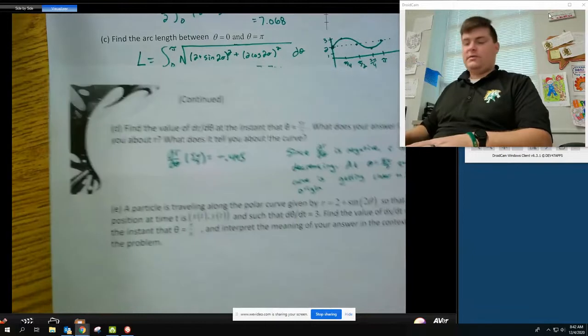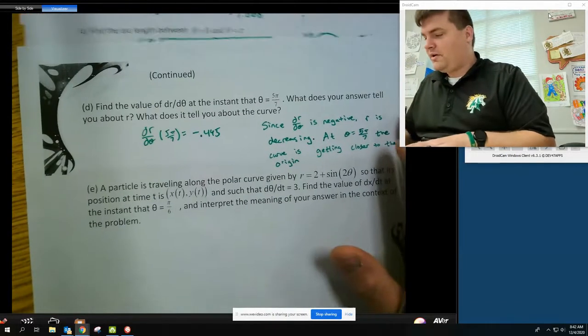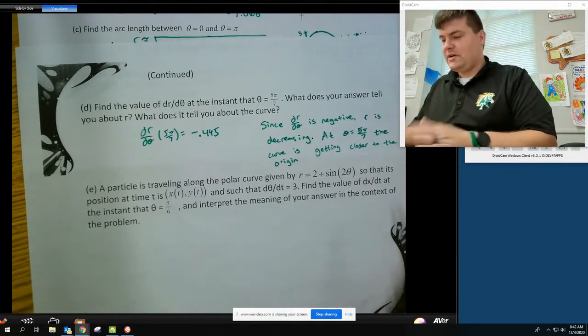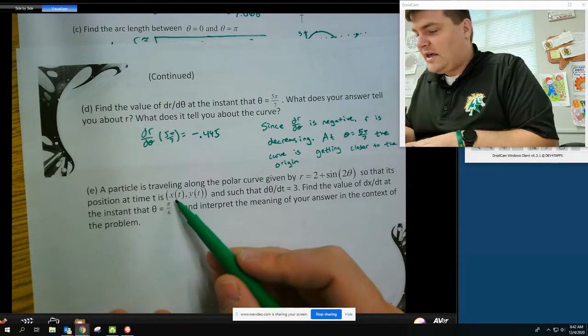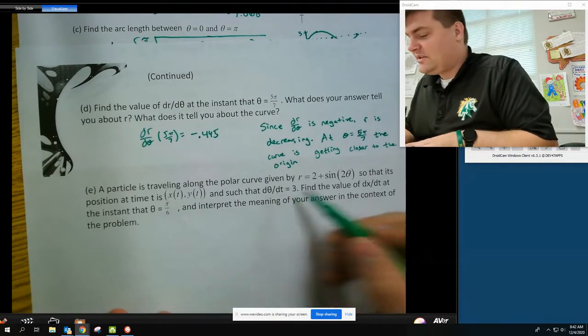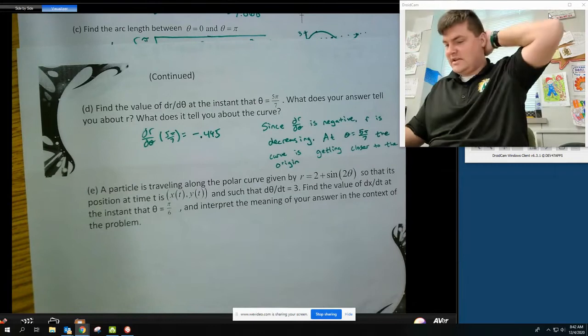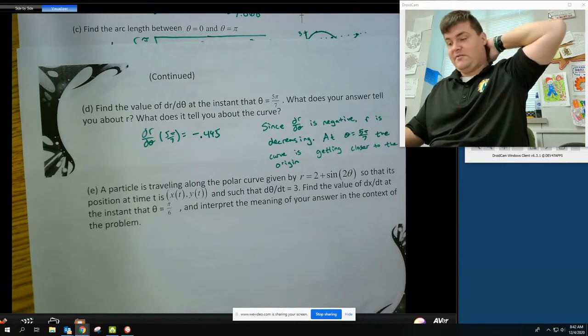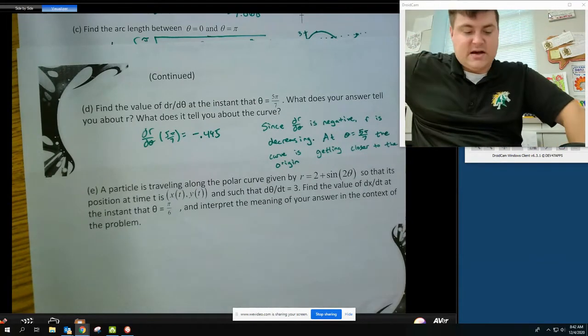Last part here, and I'm going to wrap this one up in a nice little bow. We've got a particle moving along a polar curve, the same prompt really. The position is x of t, y of t, such that d theta dt is 3. Find the value of dx dt at the instant that theta is equal to pi over 6. Interpret the meaning in the context of the problem.